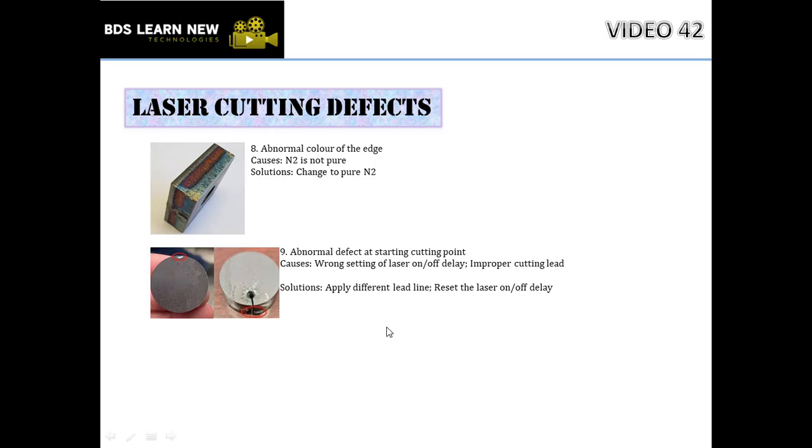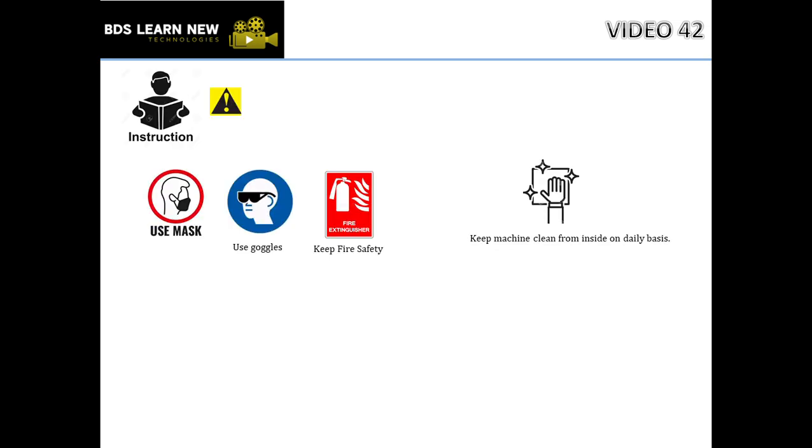Apart from these defects, there could be dimensional defects and other defects also. So you can increase the number of defects as per your experience, right? Then we have some instructions for this laser cutting. First of all, radiations are there, so always use goggles in this case, right? Second, always use the mask and keep fire safety or a fire extinguisher along with the machine. And most important, keep the machine clean from inside on a daily basis, like do the 5S, try to do the 5S on a daily basis.